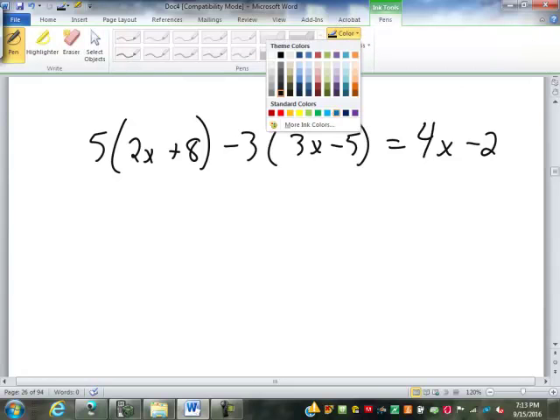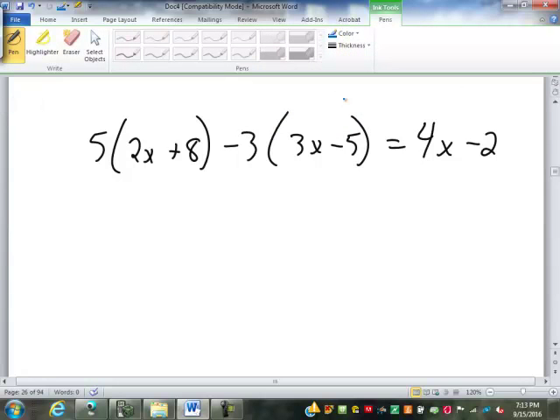Let's step it up a little bit. Tell me what to do here. Okay, I see the parentheses, and again, I should check to make sure there's nothing I can do inside of them. So I go left to right. This one, there's nothing to do inside, but it can be multiplied by the 5, so I'll distribute the 5. 5 times 2x, 10x, and then 5 times 8 is positive 40. What's next?